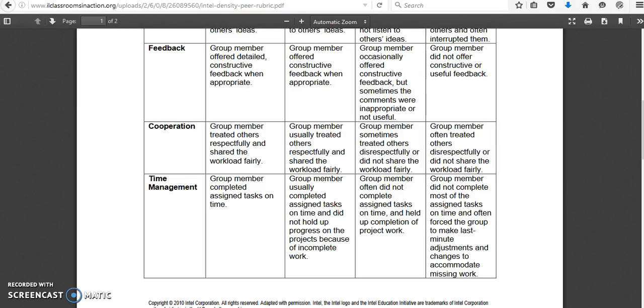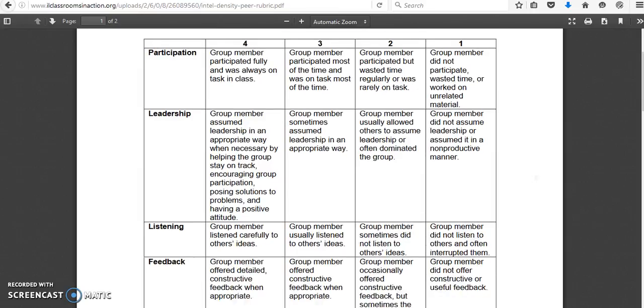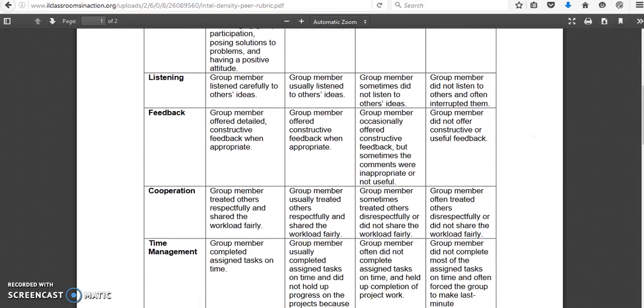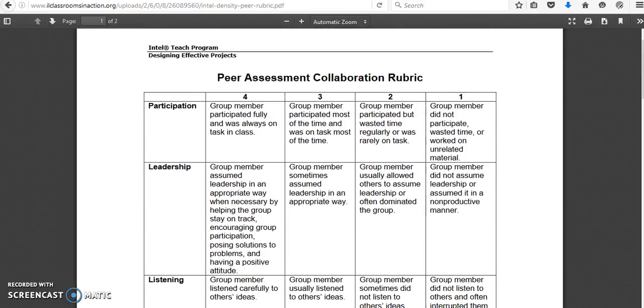And so as I was looking, I actually found a rubric. And what I liked about this rubric is that it was not assessing any kind of academics. It was just about the collaboration part of the assignment. And so with that, it was participation, leadership, listening, feedback, cooperation, and time management. And I really liked those categories because it's actually how did your peers participate within the group setting within the task that they were given.